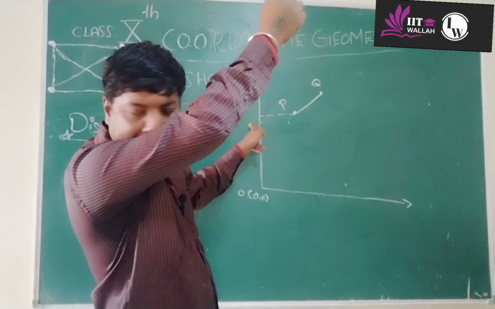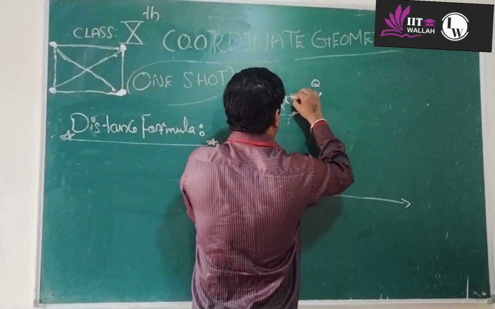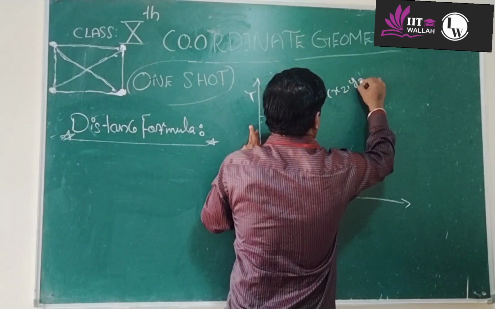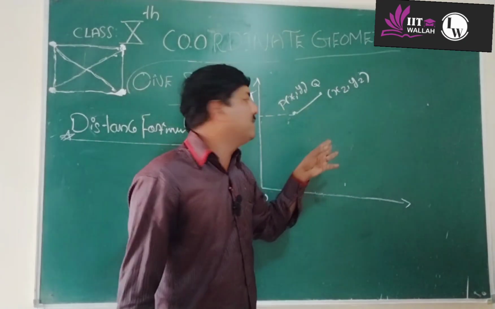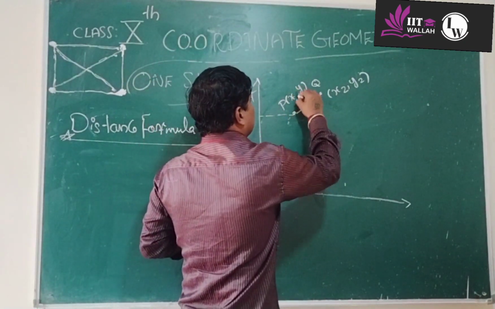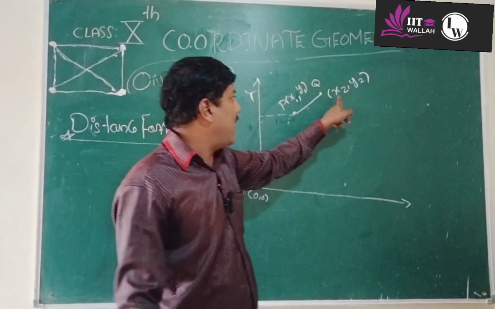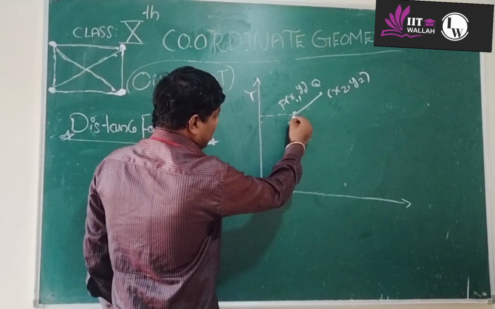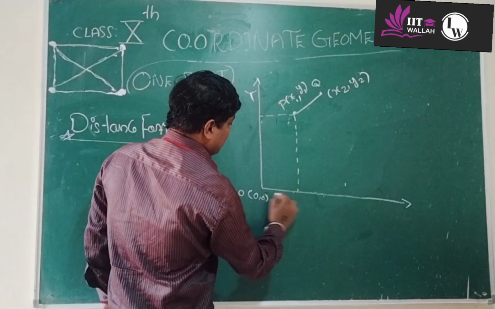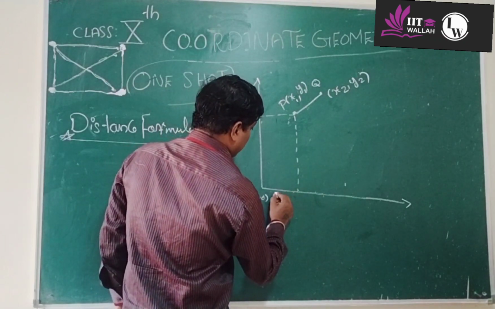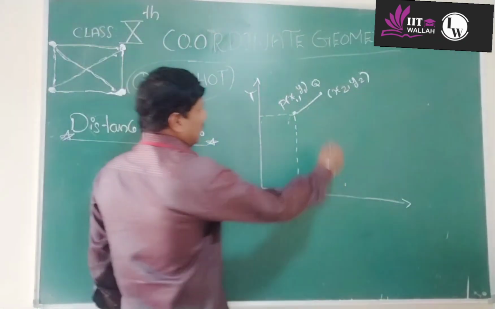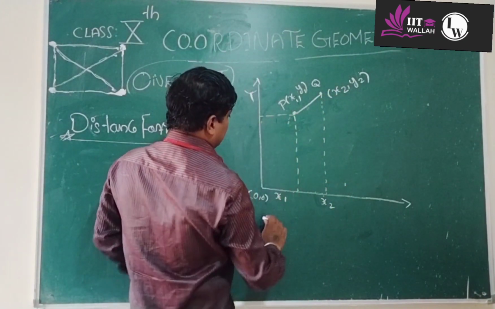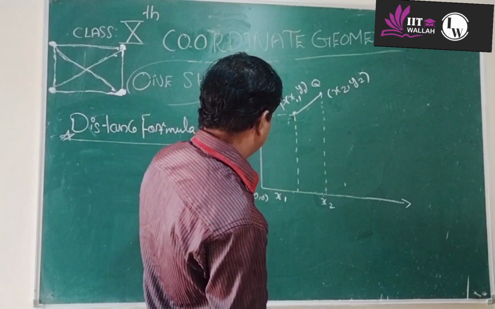Take P as x1, y1 and Q as x2, y2. Because there are 2 points, we are giving numbers to understand. x1, y1 are the coordinates of P, and x2, y2 are the coordinates of Q. This distance will be x1, and this point is x2.